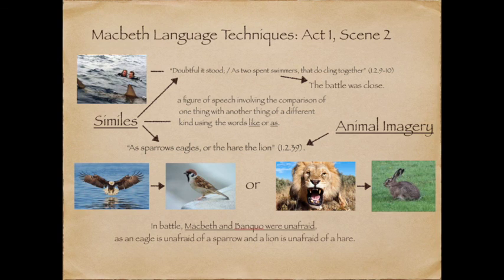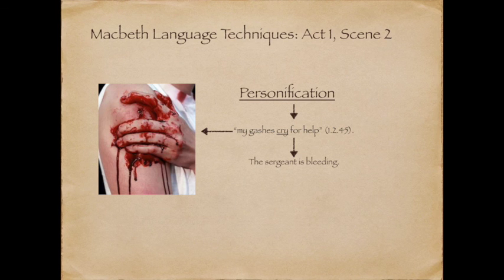Now, the language techniques that are used in scene 2, there's some really vivid similes. And remember, a simile is a figure of speech that involves the comparison of one thing with another, using words like or as. So, doubtful it stood as two spent swimmers that do cling together. Now, this is just comparing how close the battle is to two swimmers that are drowning, exhausted, clinging together. As sparrows, eagles, or the hare, the lion, shows just how noble and brave Macbeth was.